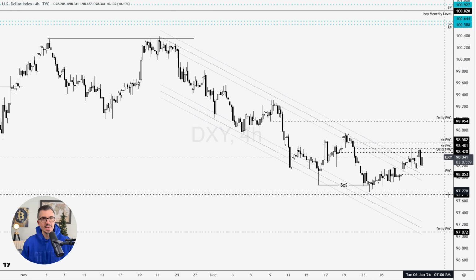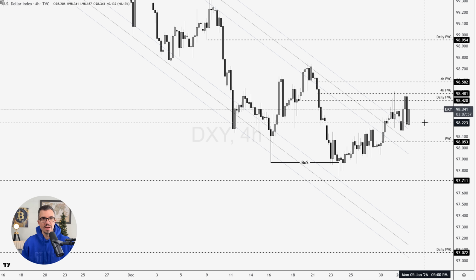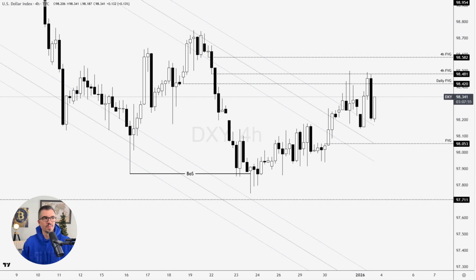Now, with that said, though, keep in mind that we also still have this imbalance down here. Okay, so this imbalance down here around 98 could come under pressure over the coming days. So even if the DXY is going to bottom down here, I would still like to see this region down here retested before we get some type of reversal.